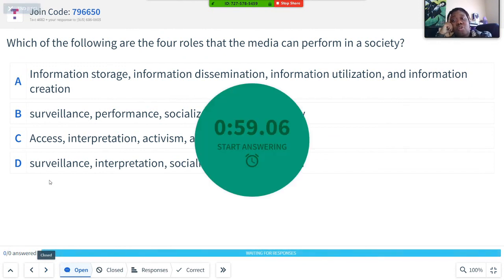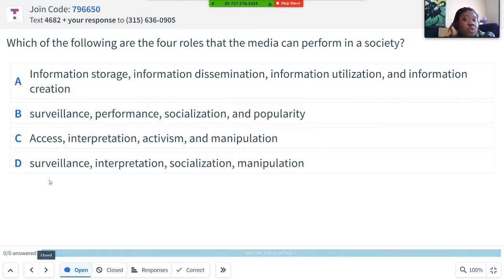What are the four roles? Which of the following are the four roles that the media can perform in a society? I know that's a throwback. Is it information storage, dissemination, utilization, and creation? Is it surveillance, performance, socialization, and popularity? Is it access, interpretation, activism, and manipulation? Or is it surveillance, interpretation, socialization, and manipulation?